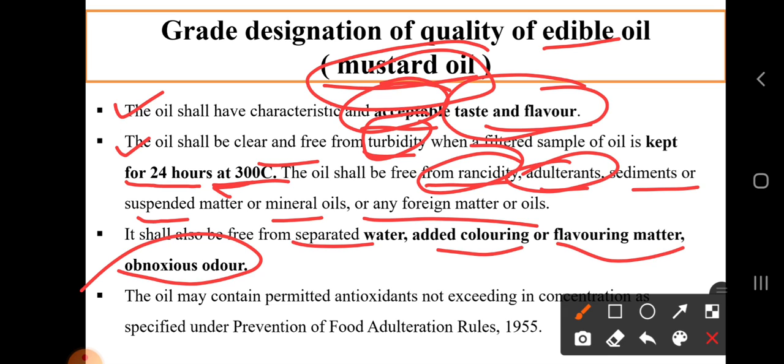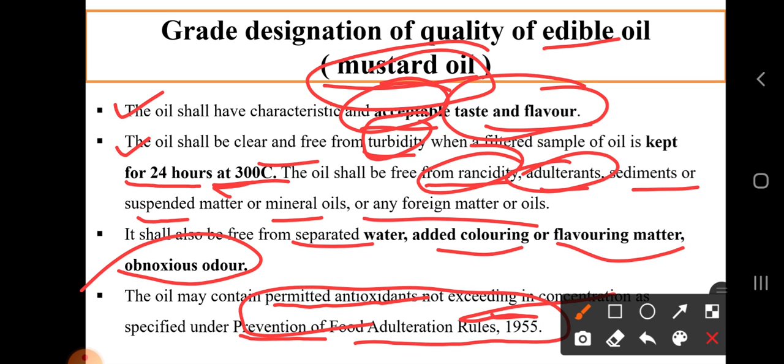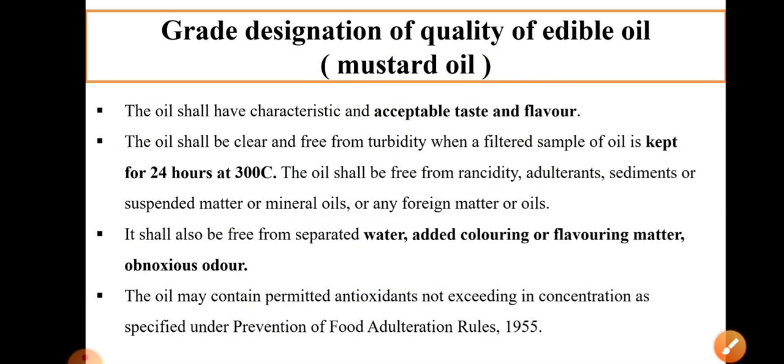Then the oil may contain permitted antioxidants not exceeding the limits as per the Prevention of Food Adulteration Rules 1955. So these are the grade designations required for edible mustard oil.